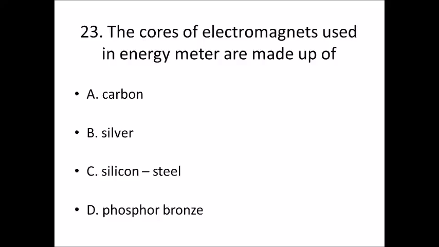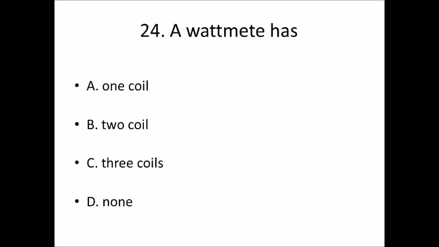23rd bit. The cores of electromagnets used in energy meter are made up of option A, carbon. Option B, silver. Option C, silicon steel. Option D, phosphorus bronze. Answer guess cheyandi. Answer option C, silicon steel.